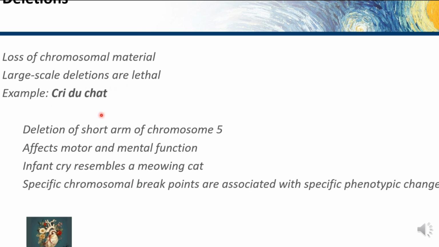An example of deletion is Cri-du-chat syndrome. In Cri-du-chat syndrome there is a deletion on the short arm of chromosome 5 which affects motor and mental functions. The infant's cry resembles a mewing cat. Specific chromosomal breakpoints are associated with specific phenotypic changes.